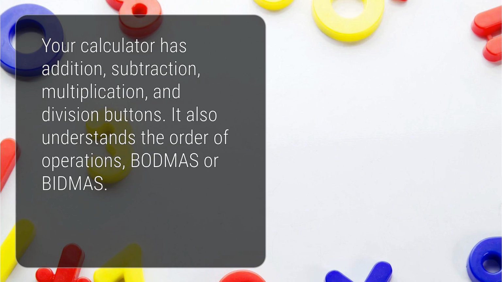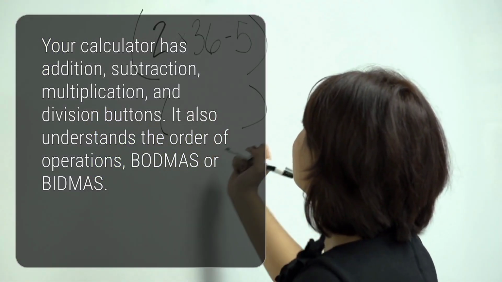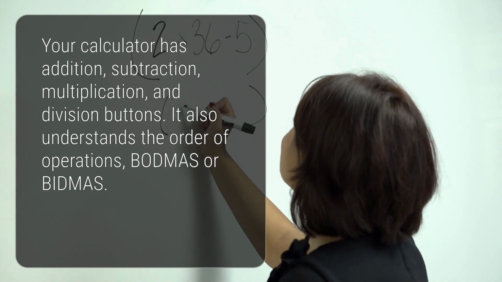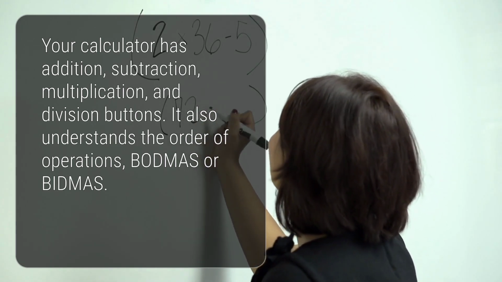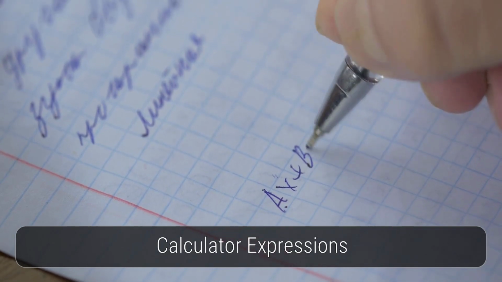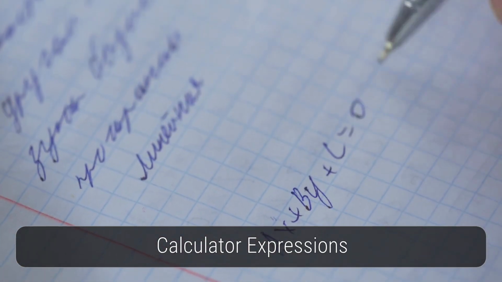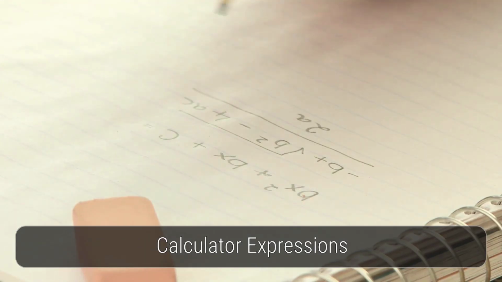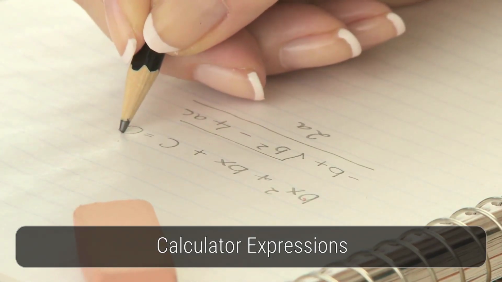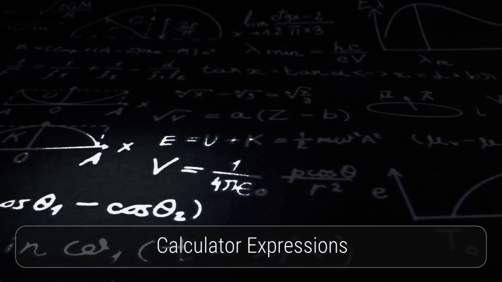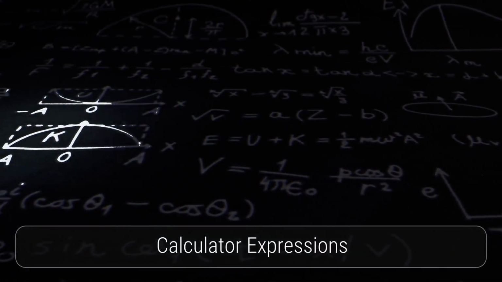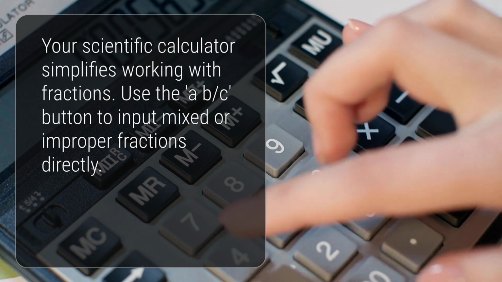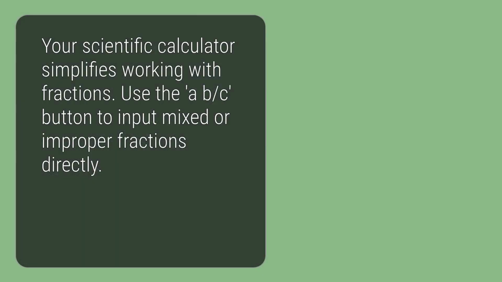Okay, first things first, the basics. You've got your standard addition, subtraction, multiplication, and division buttons. Simple enough, right? But your calculator also understands the order of operations, BODMAS or BIDMAS. If you type in something like 2 + 3 * 4, your calculator should automatically do the multiplication first, giving you 14. Using brackets is always a good idea to make sure it does exactly what you intend, especially with more complex expressions.